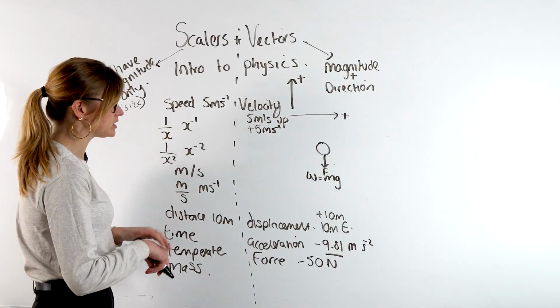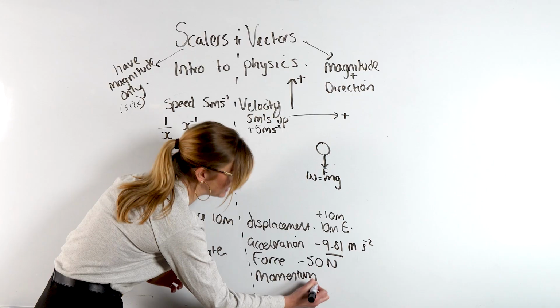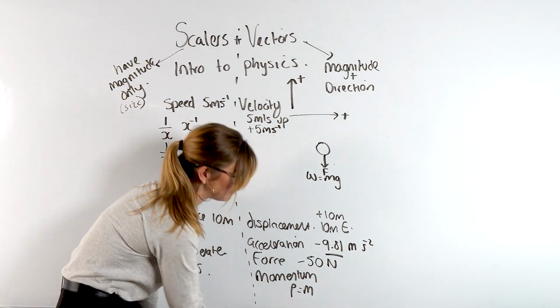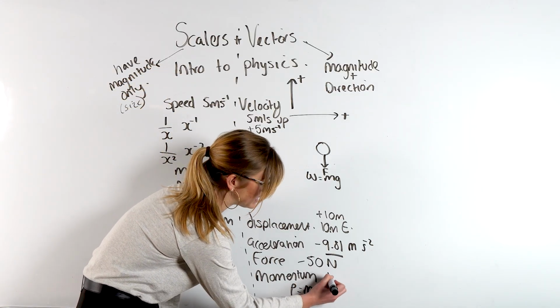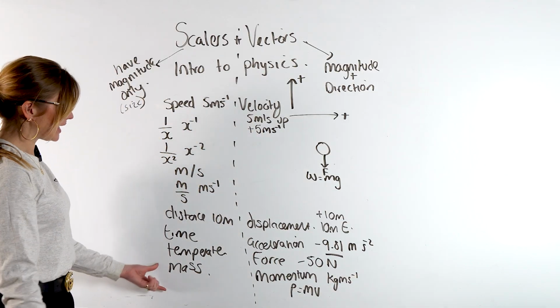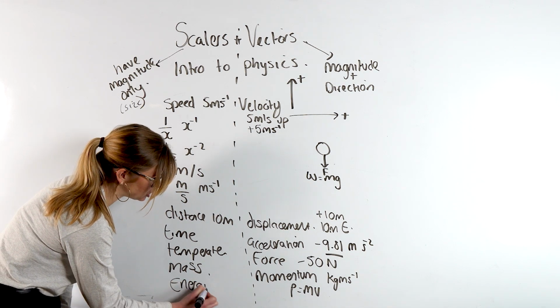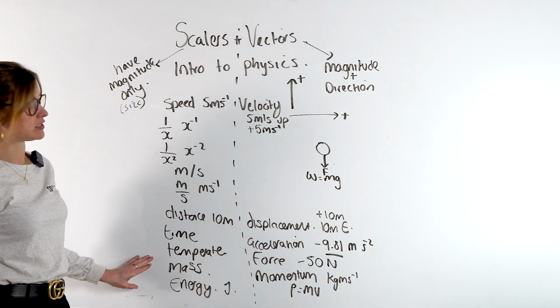Other things you need to know about is momentum. And again, we know the equation for momentum is P equals mv. Momentum is mass times velocity, so it's going to be kilograms meters per second to the negative 1. Okay? Again, other ones we need to know here especially is energy. Energy is a scalar, always measured in joules, and it doesn't matter about the direction when you quote your answers.